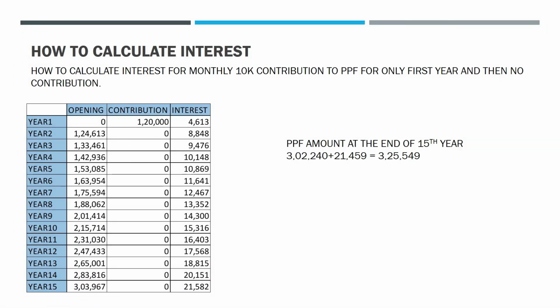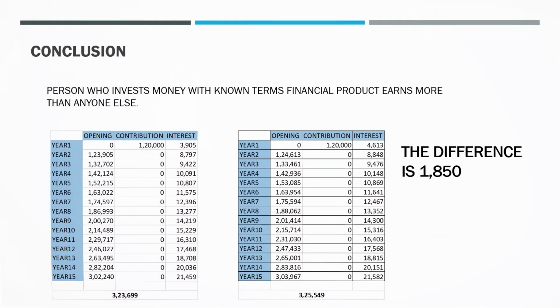Now, with the same assumption, the person paid only for the first year and in the subsequent years he kept silent, and 1,20,000 is the principal contribution. 4,613 rupees is the interest generated in the first financial year. That becomes capital for the second financial year, and that generates interest in the next financial year, and so on. At the end of the 15th year, the total amount in his corpus is 3,25,549 rupees. Now let's do the peer-to-peer comparison.